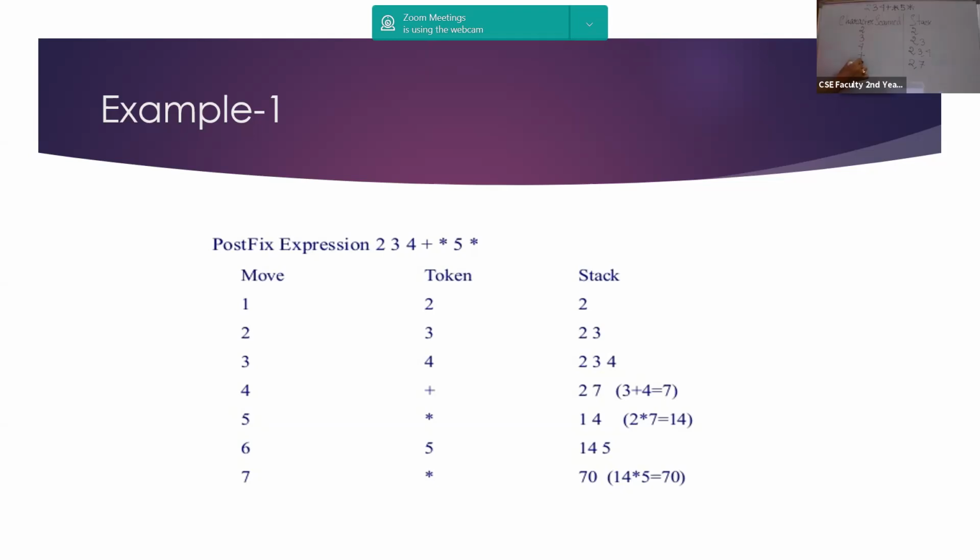Now the next one is multiply. So you again pop these two operands from the stack and perform multiplication. So you will get 14. So you push 14 back into the stack. Now the next one is 5. So it is 14 and 5 now in the stack. And finally, again multiply. So you multiply 14 and 5, you will get 70. So the final answer is 70.